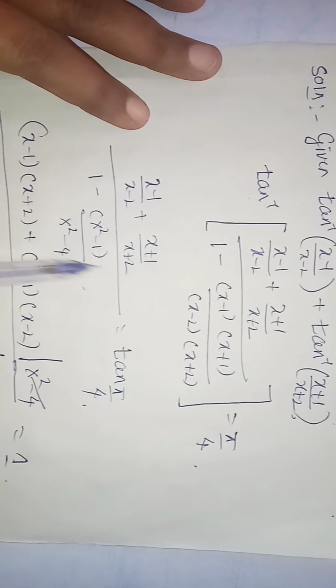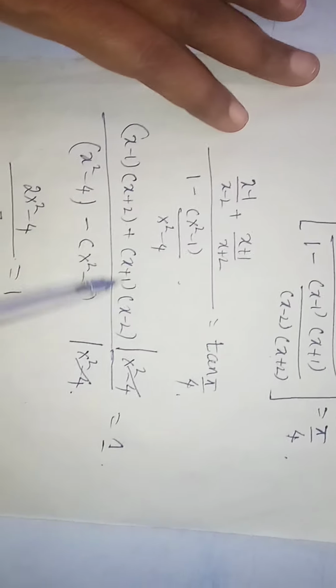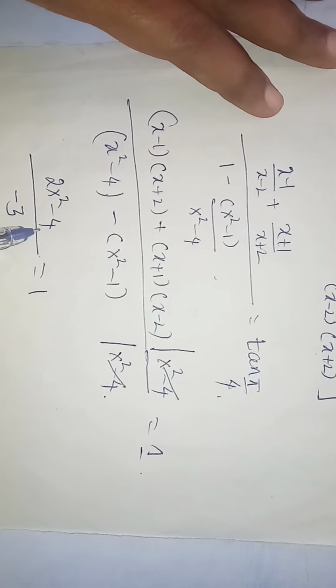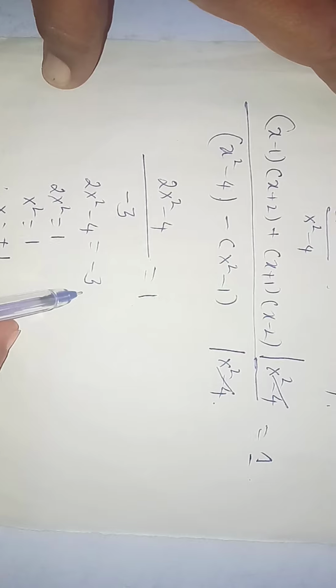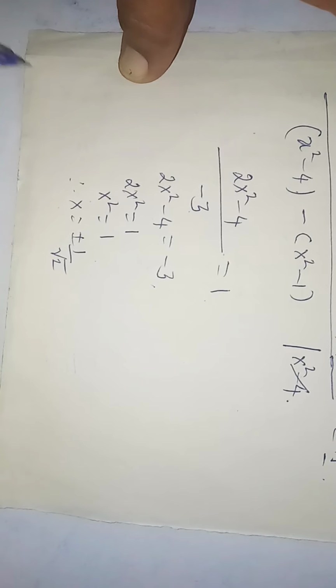And this one is as it is, simplify. Again, take the LCM, we'll get the simplified answer. That is (2x square minus 4) by minus 3 is 1. Then 2x square minus 4 is minus 3. X square is 1 by 2. X is plus or minus 1 by root 2. Okay. These are the examples based on solve for x.